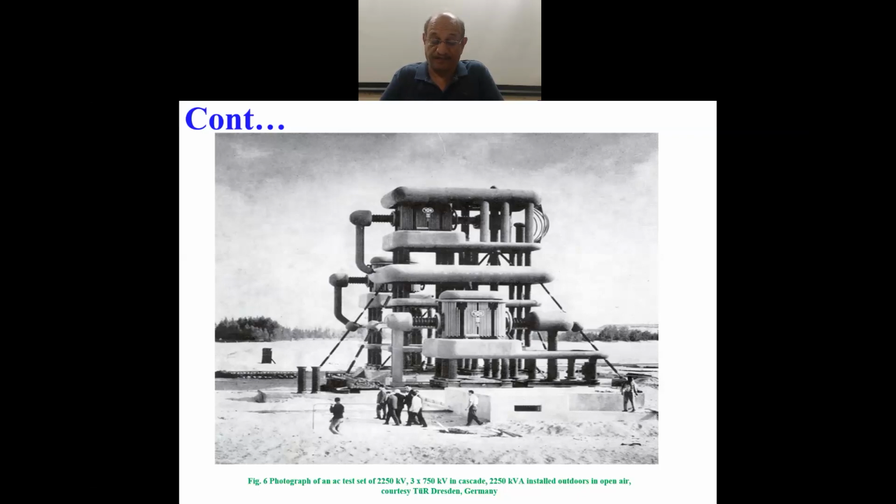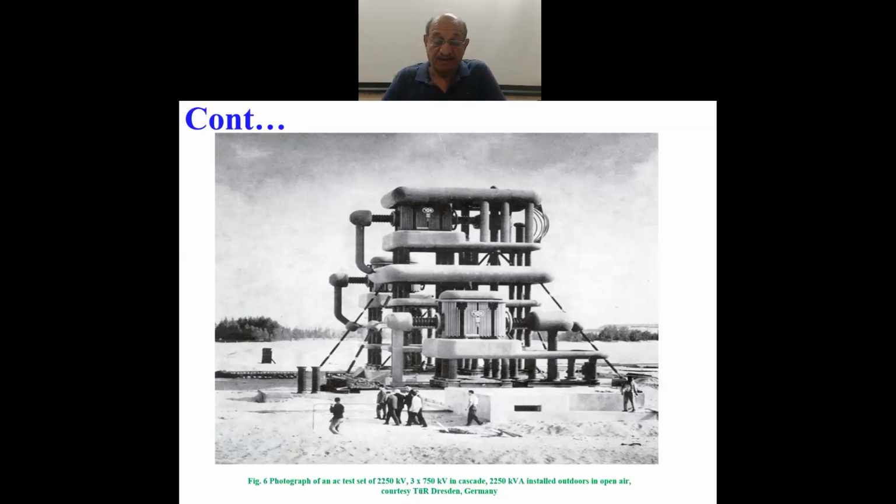This is the actual photograph of the test set of 2250 kV, 3 times 750 kV, cascaded and installed outdoors. As I said, the size of the equipment to be able to produce 2250 kV is so large that installing it indoors would be a very costly affair, making such a huge building. So they are often installed outdoors and they must withstand all the weather conditions in open air.